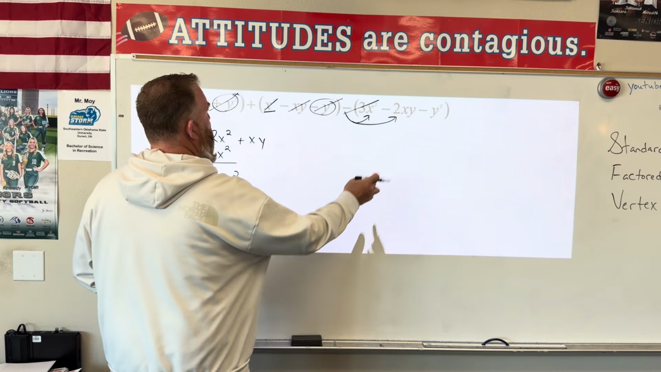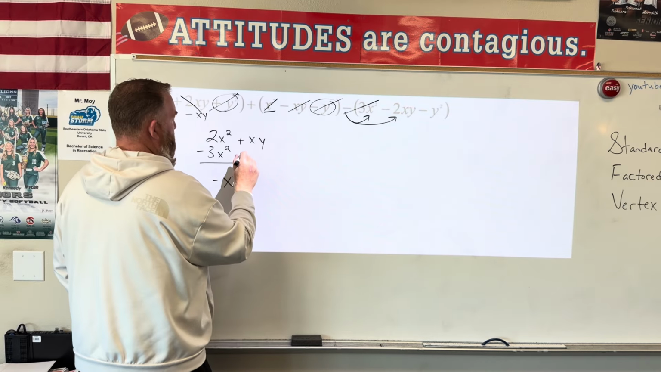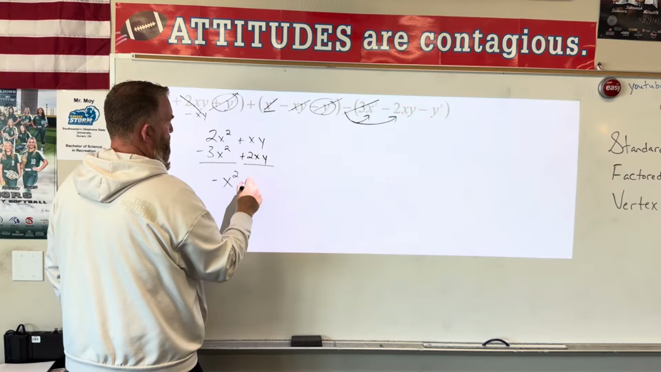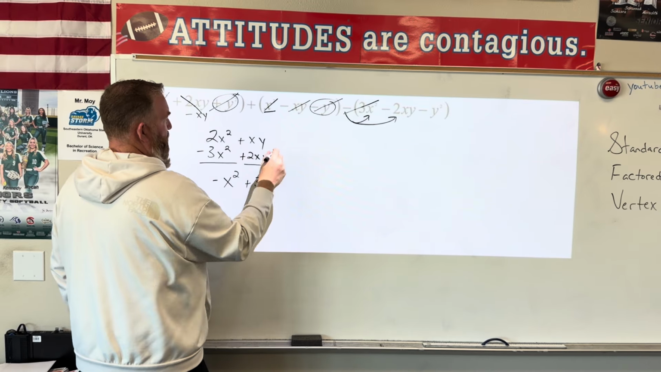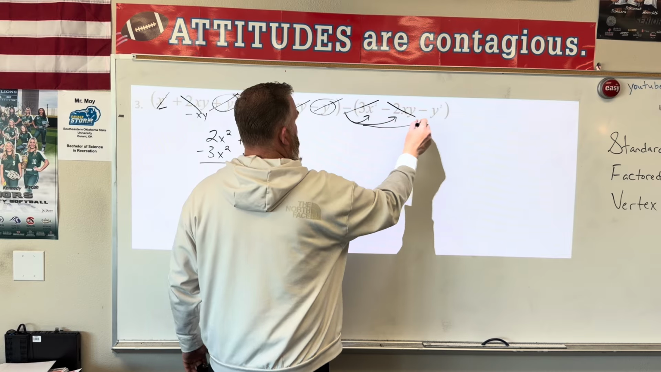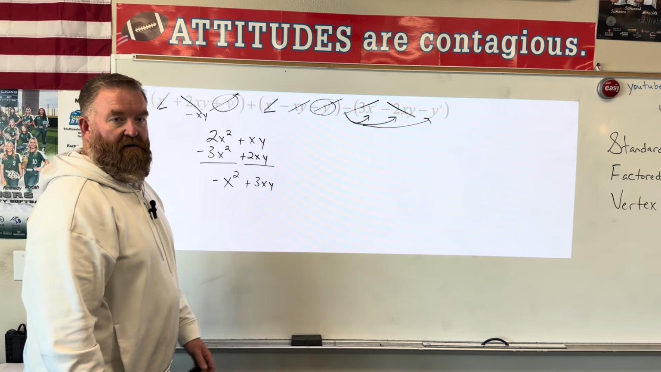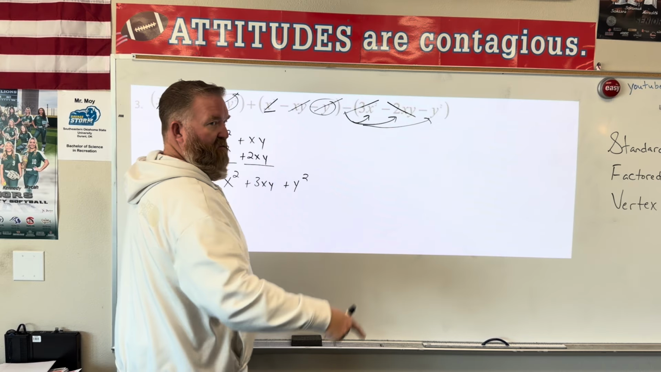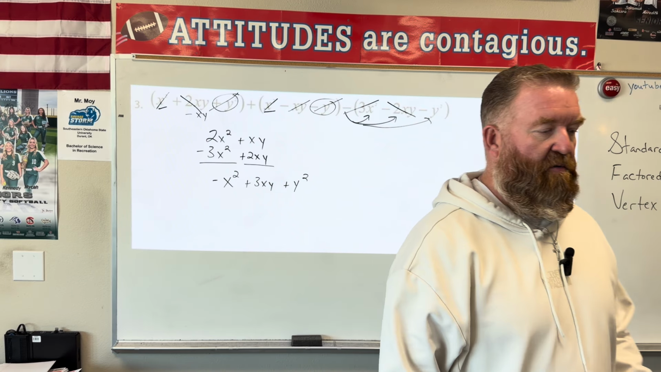Okay. So here we go. Negative 2xy becomes a positive 2xy. So what is 1xy and 2xy? Positive 3xy. Okay, so that's done. And then all I have left is a what? What does it become? Positive y squared. There's my answer. I'm done. One term at a time.